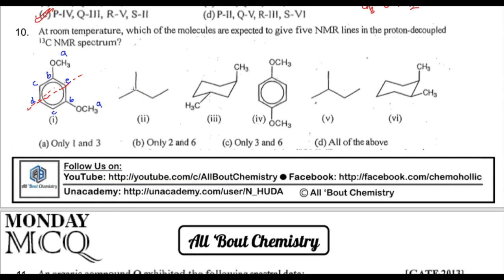In option number 2, this is A, this is also A, because both of them have the same chemical environment. This is B, this is C, and this is D. So only 4 types of carbon. So option 2 is cancelled out.